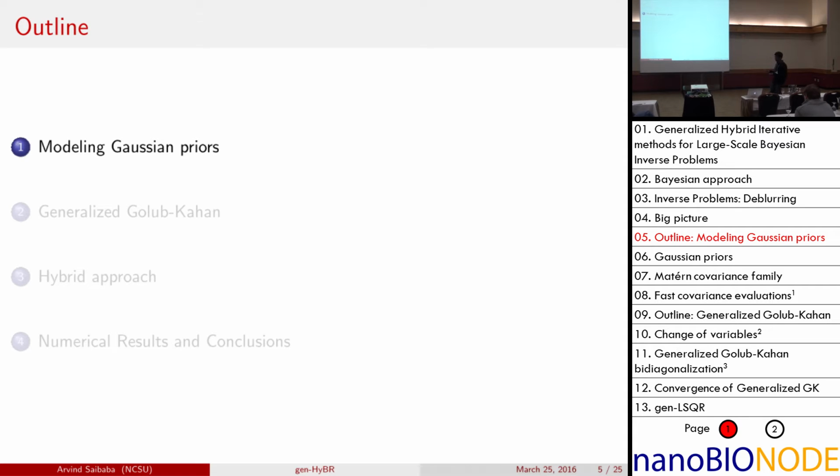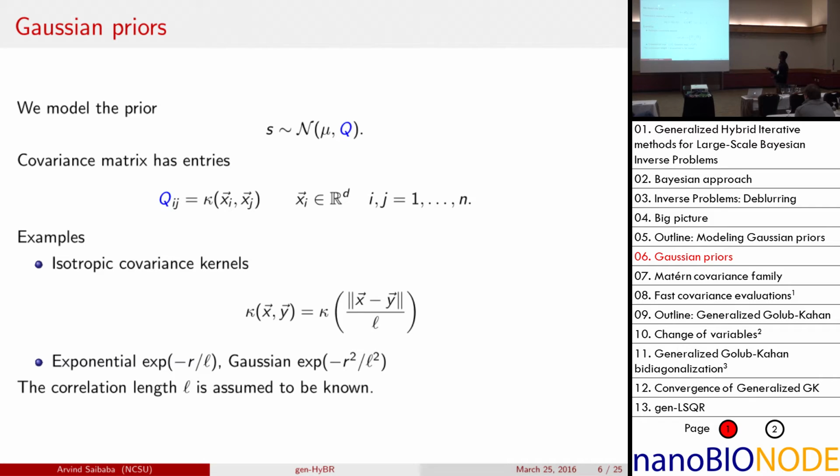Okay, since these kinds of priors are very commonly used in geophysical problems, I'll spend a little bit of time talking about how this prior information comes about. So for example, we model the prior as a Gaussian random field, a normal distribution with mean mu that's specified, but you can estimate this in practice, and a covariance Q, and I'm going to spend some time talking about this Q.